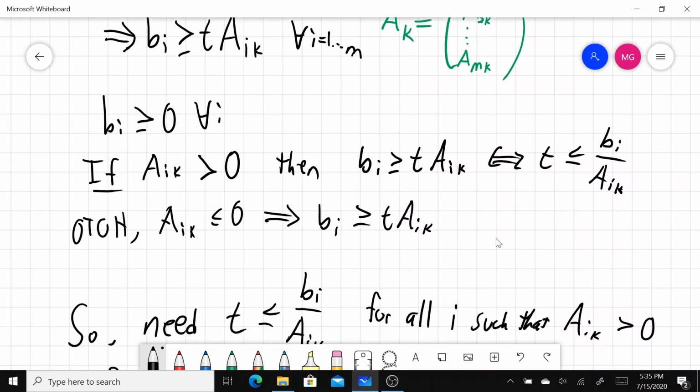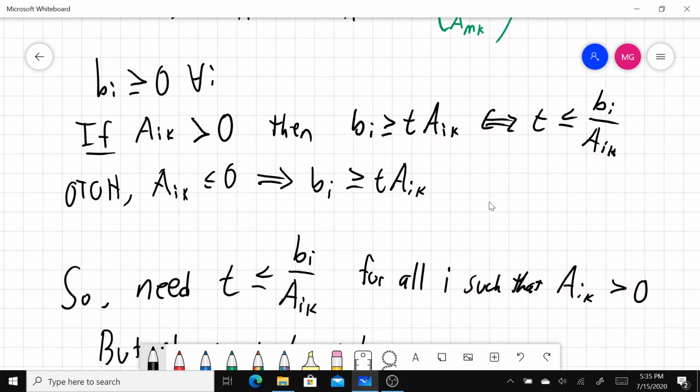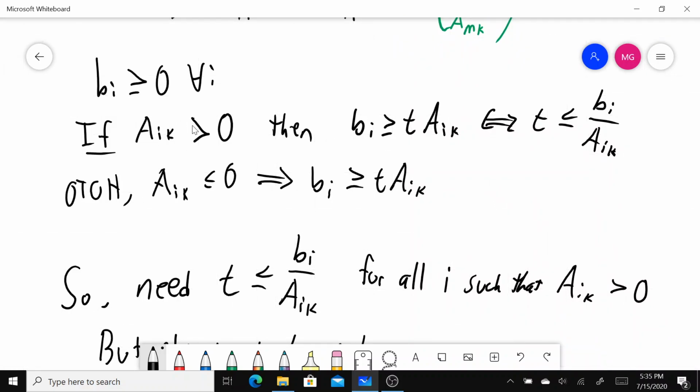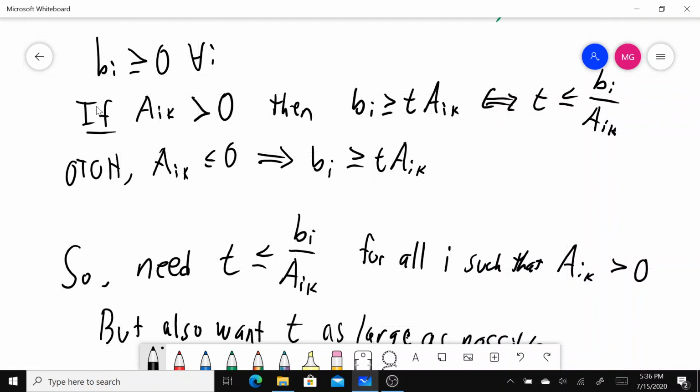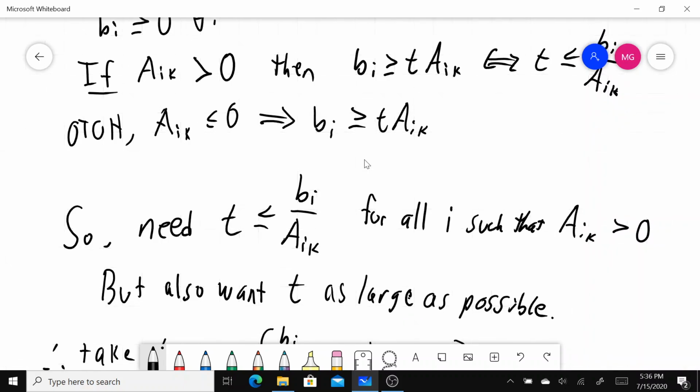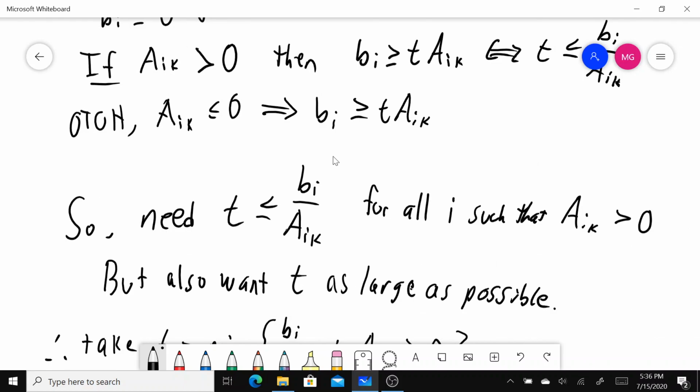So what you do is, you just look amongst all the aiks that are positive. So for the various row indices i, you look down those rows and look at the corresponding entries in the column vector ak, and for the ones that are positive, like we just said, we need t to be less than or equal to bi over aik for those indices i where aik is positive. But it has to be for all such indices i. So it has to satisfy all of those constraints. If it breaks even one of them, we've ruined feasibility.